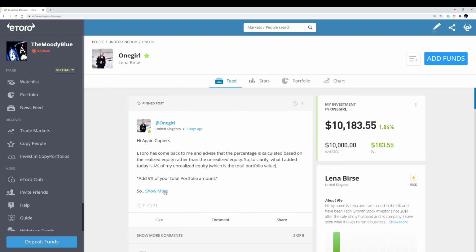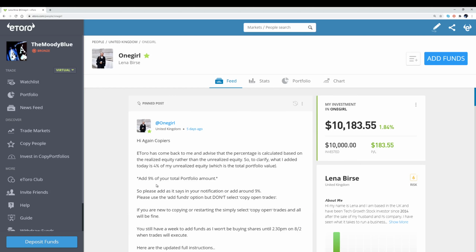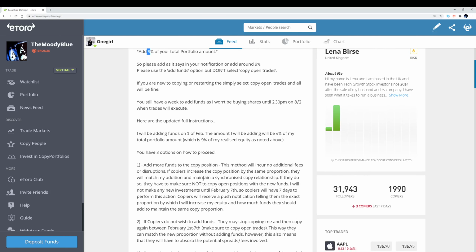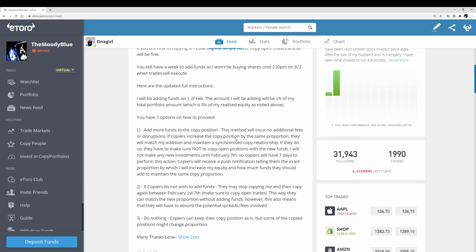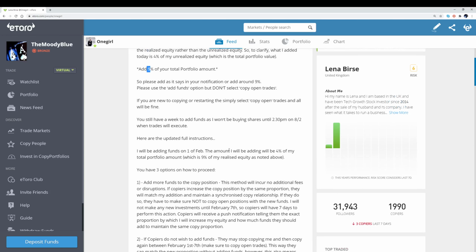There is another type of addition, which I can see here that Lena's actually added 9% of her portfolio. I'm not quite sure why, possibly to meet the requirements of the Black Star. Maybe she's going up to that. And to be fair, she has actually set out a great post there on the consequences of this and what you need to do. So that's an example of good communication.